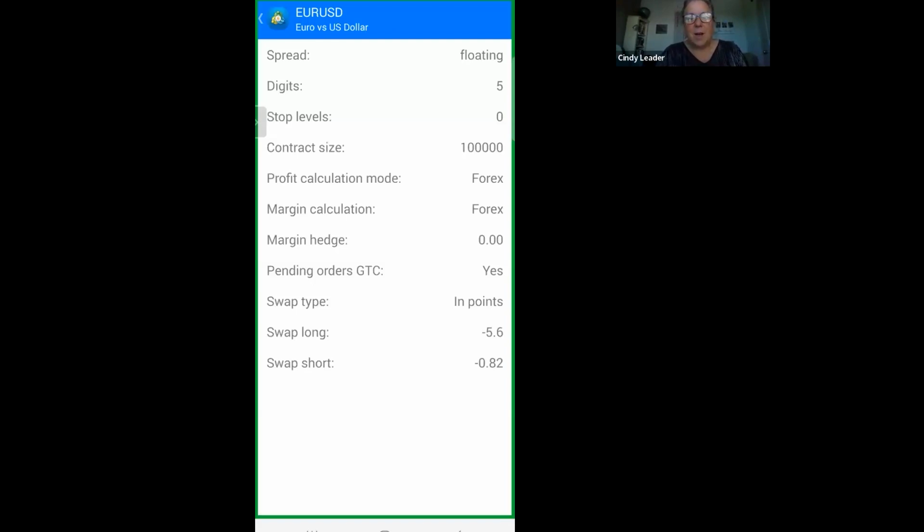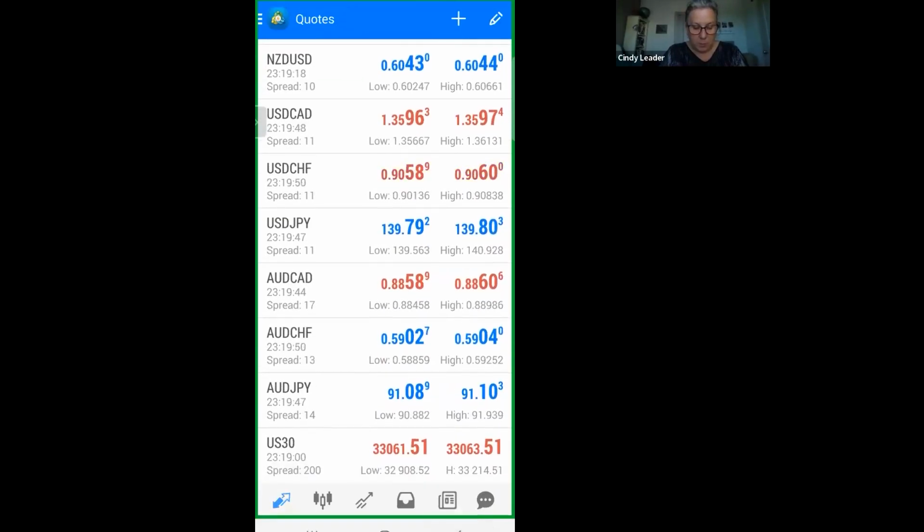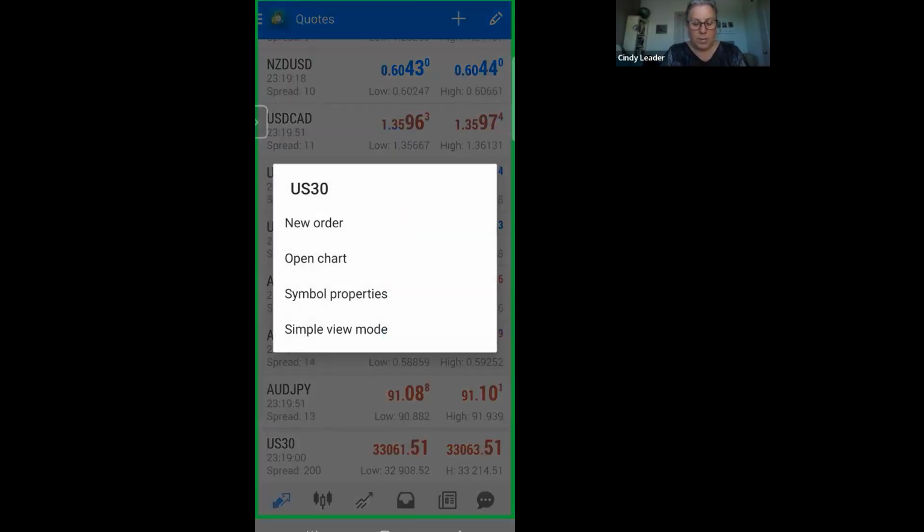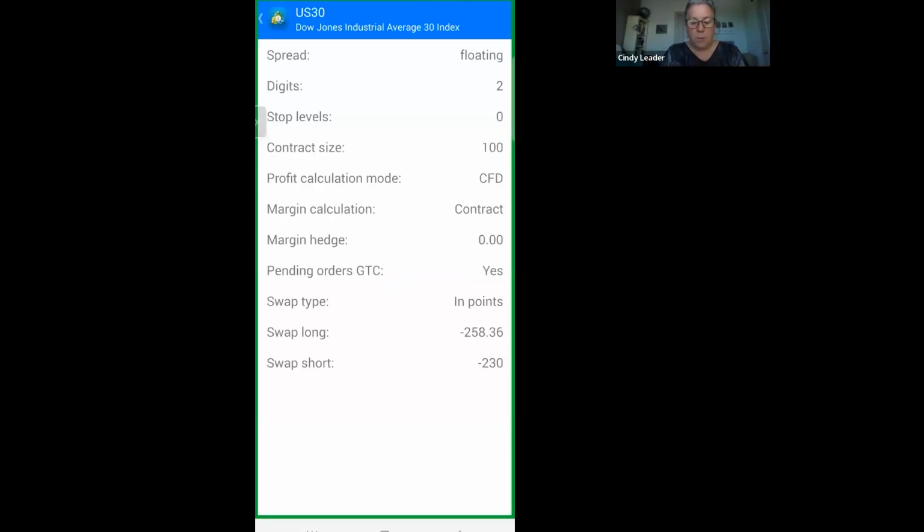It's all good. So I hope that explains a little bit about the ratios and how they correlate with the contract size. And I'm going to go further into it, and I'm going to try to make it as simple as possible. But if you go into something like US 30, we're going to hit symbol properties. Boom, you see that contract size is 100. So it carries more weight. It takes a bigger chunk.